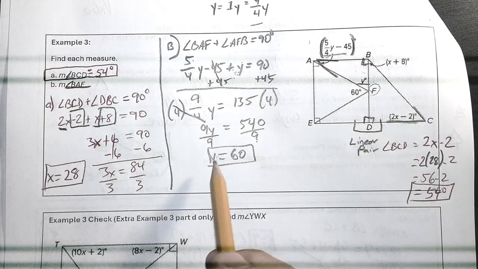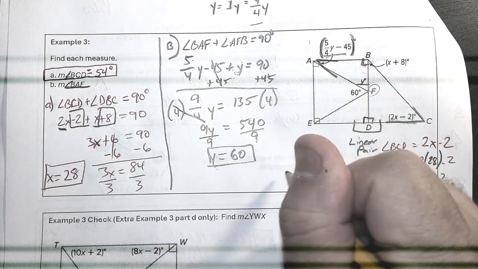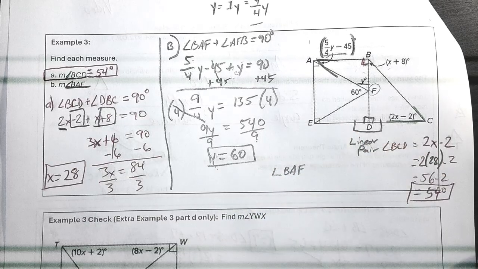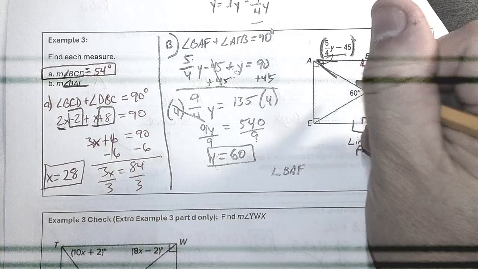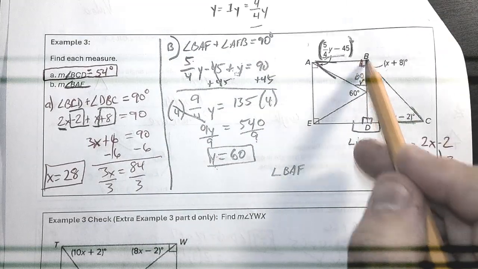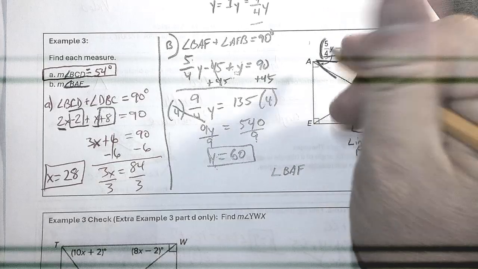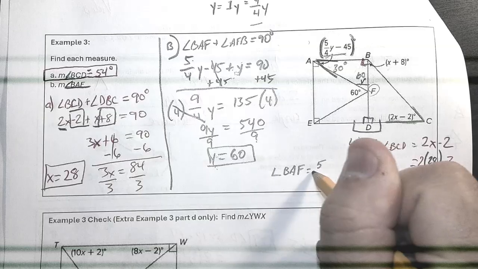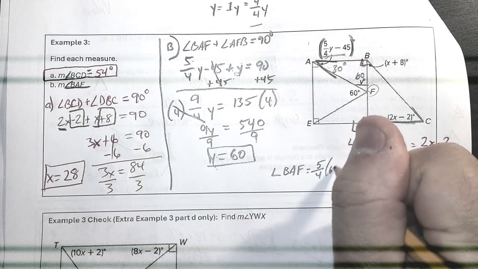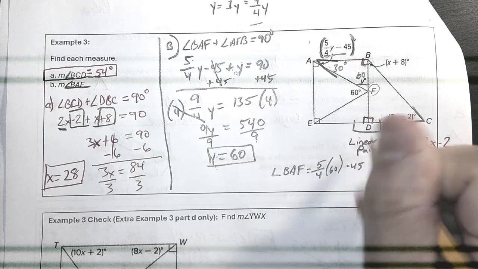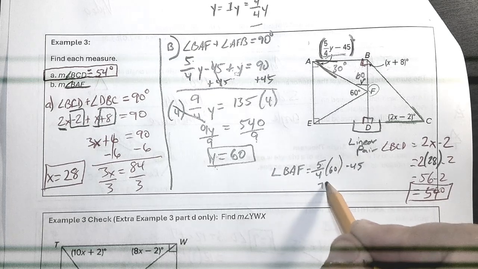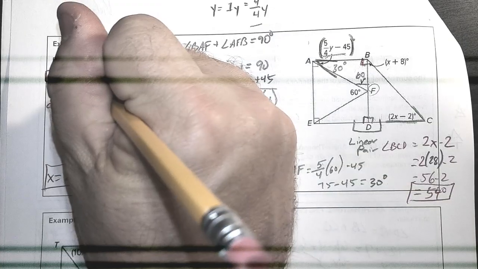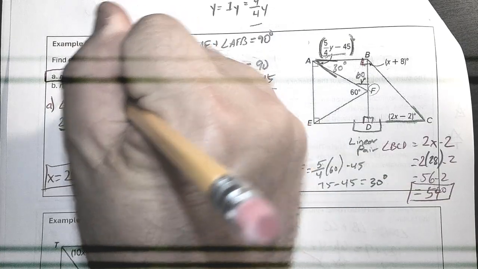All right, so now we plug this in. So you can do this two ways. So y equals 60. So this is 60. 90 plus 60 is 150. That makes this guy 30. But I want to show you with the math. So 5 over 4 times 60 minus 45. So 5/4 times 60 is 75. 75 minus 45 is 30. So we just say up here 30 degrees.